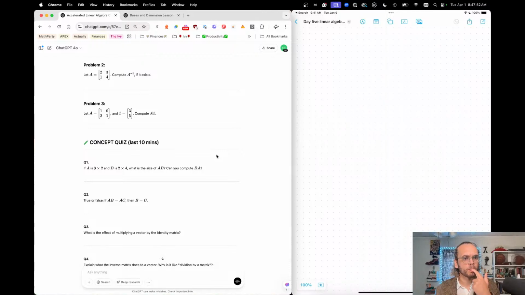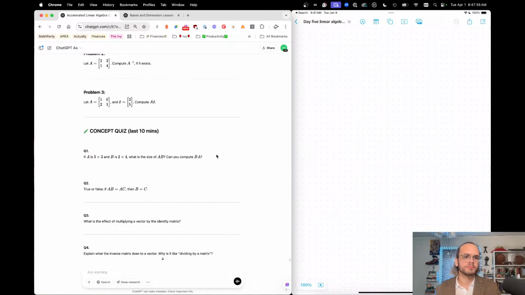Problem 2. I need to find the inverse. And problem 3, I need to multiply a matrix by a vector. Cool. And then the final concept quiz. I need to find the size of what they're going to multiply, which I think will be 3 by 4, and ask if I can compute BA. The answer is no for that, because the inner dimensions of BA would be 2 by 4 and 3 by 2. The 4 and 3 don't match up. They need to match up.